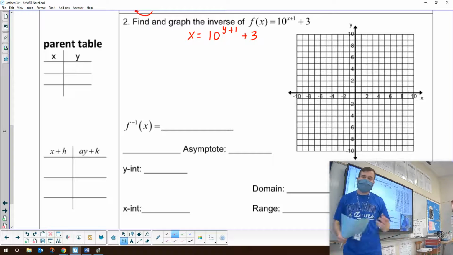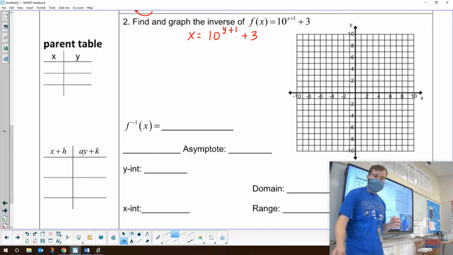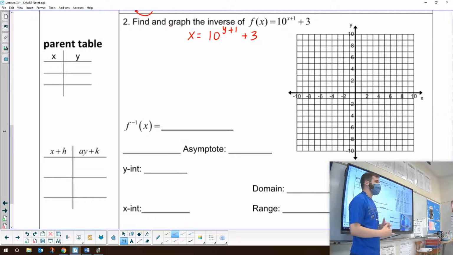Whenever we get this to be its inverse, we're going to have everything opposite. So instead of having a base of 10, we're going to have log base 10. Instead of having a plus 1 on the inside, we're going to have minus 1 on the outside. Instead of having plus 3 on the outside, we're going to have minus 3 on the inside. Everything's going to be switched around. So let's go ahead and solve for that.